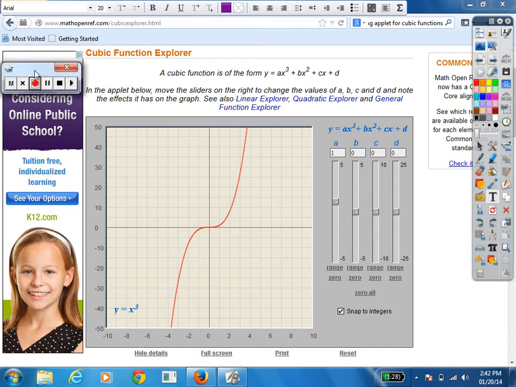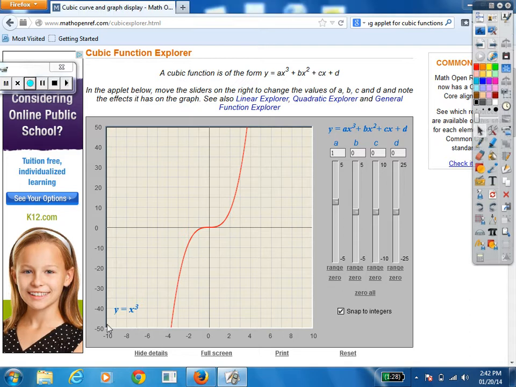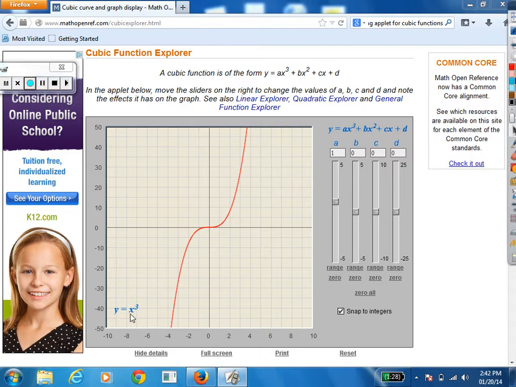I just wanted to show you this really cool cubic function explorer calculator, point out some of the interesting things about it. Right now what's being displayed is the parent function. So if we take a look at this, you can see that we have y equals x cubed, and this is what that graph looks like.